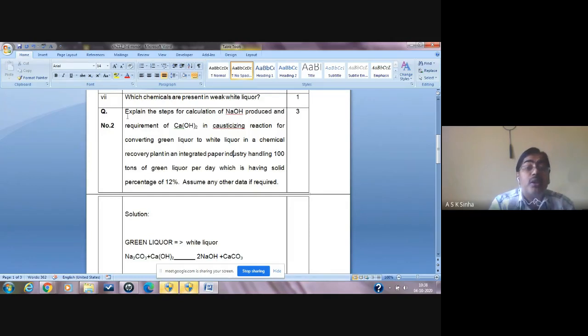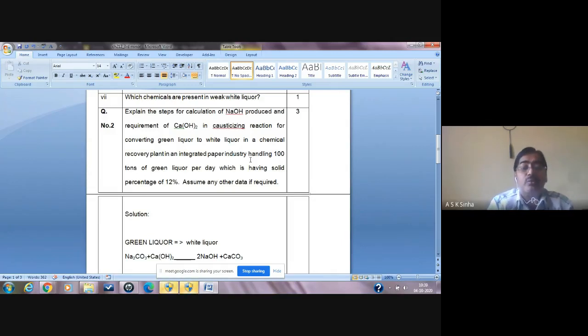The problem is given in the form: explain the steps for calculation of NaOH, sodium hydroxide, produced and the requirement of calcium hydroxide in the causticizing reaction for converting green liquor to white liquor in a chemical recovery plant in an integrated paper industry handling 100 tons of green liquor per day, which has a solid percentage of 12%. Assume any other data required.